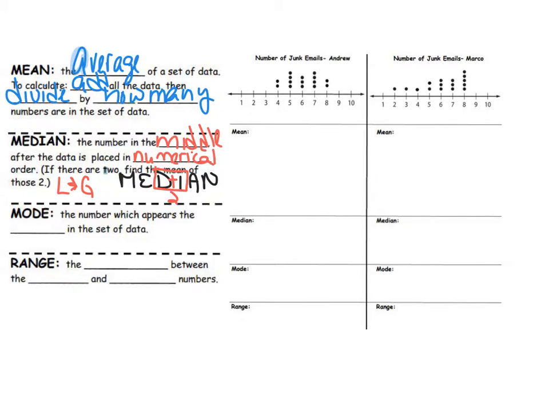Okay, the mode is the number which appears the most. Okay? Now, in the mode, you could have more than one mode.